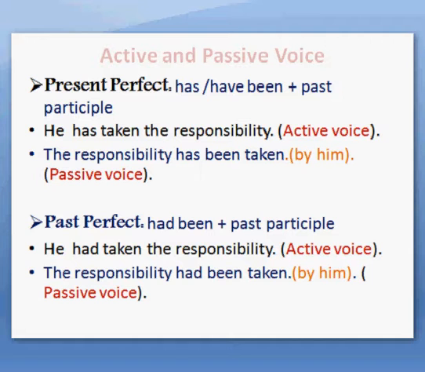In the present perfect tense, use has or have been plus past participle. For example, he has taken the responsibility. This is active voice. The responsibility has been taken by him.